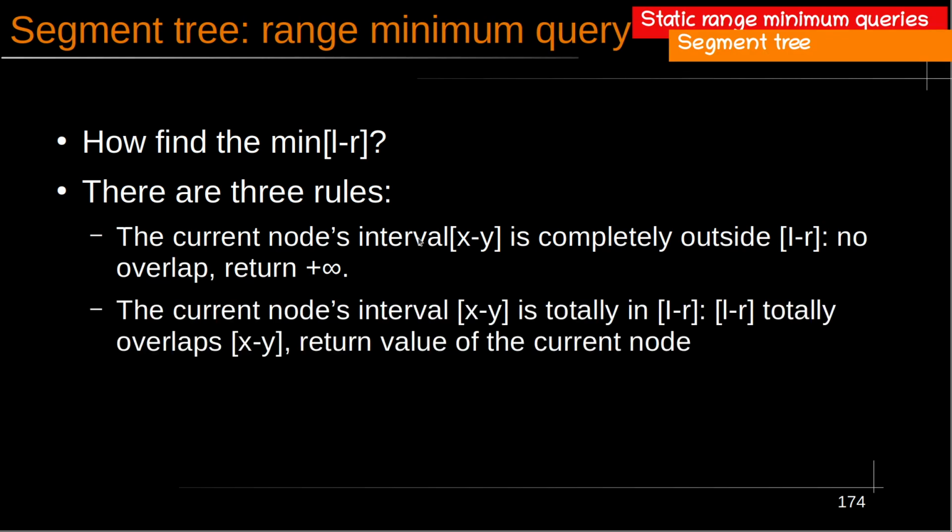If the current node's interval xy is totally in the interval left and right bound, which means we have a total overlap, in this case we return the value at that node.